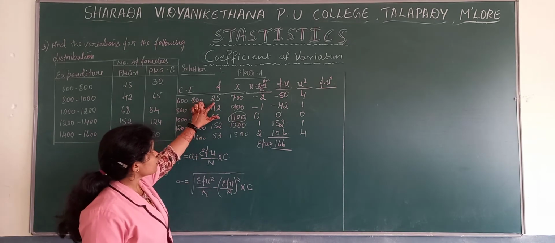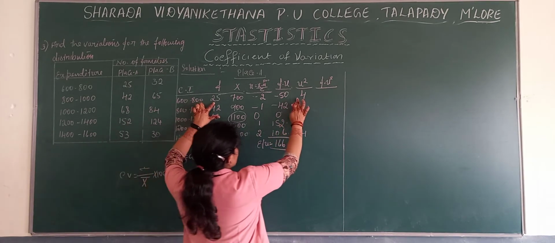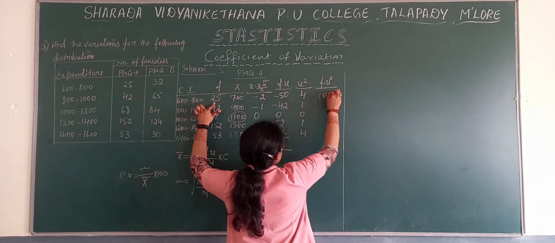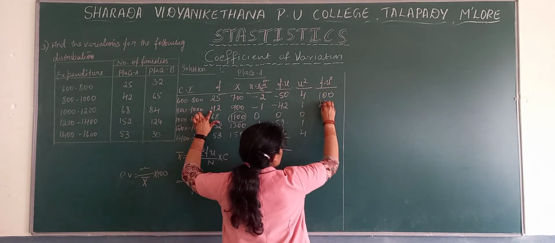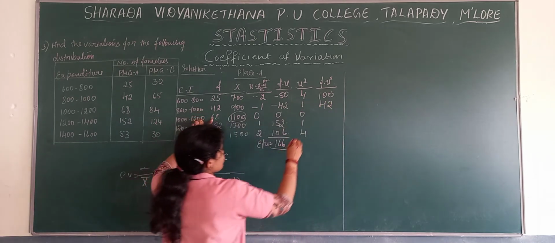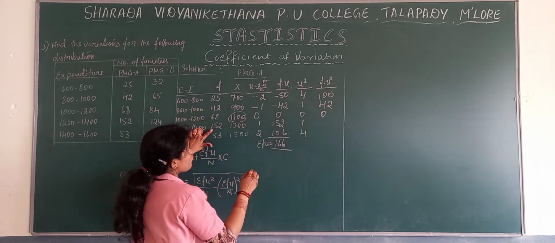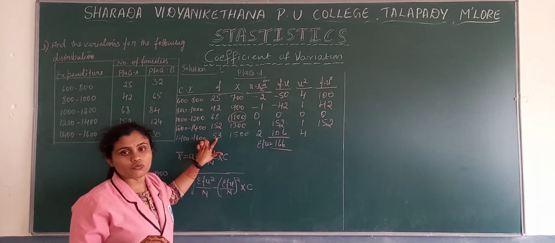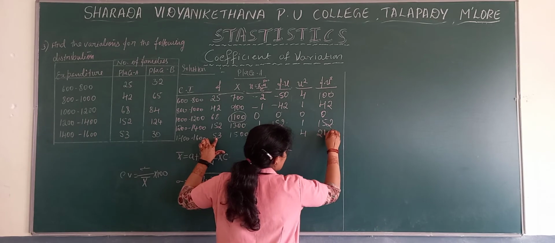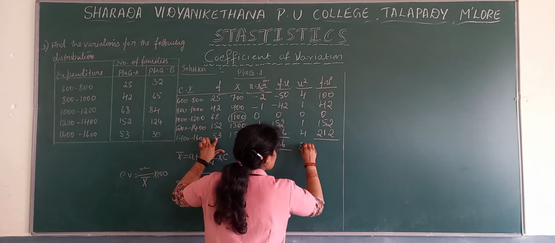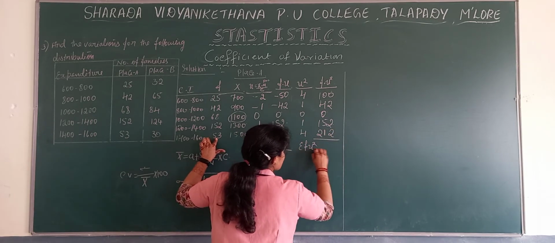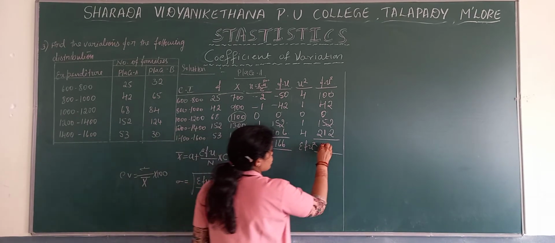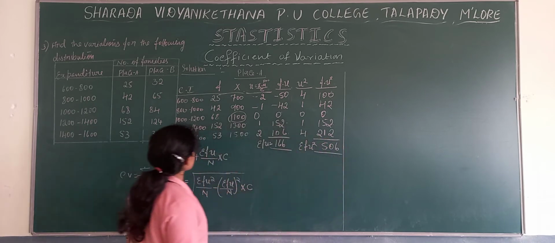Then the last column, that is F into U square. Here F is 25 and U square is 4, so 25 into 4 gives 100. Next 42 into 1, 42. 68 into 0, 0. 152 into 1, 152. 53 into 4, that is 212. Now total the column sigma FU square. When we total it, we get 506.